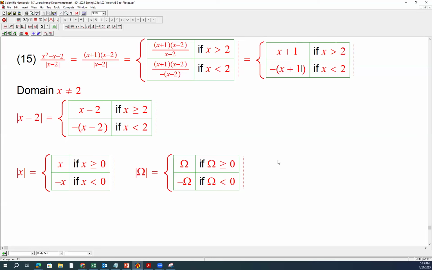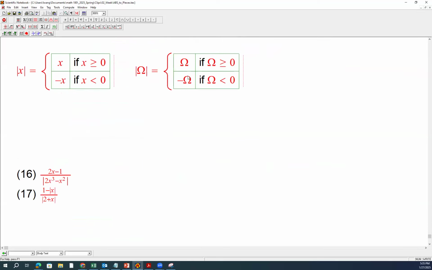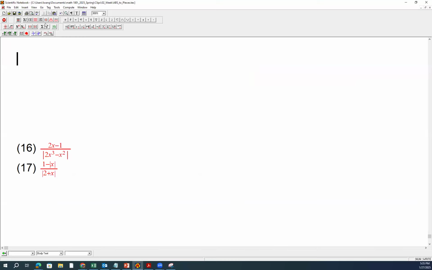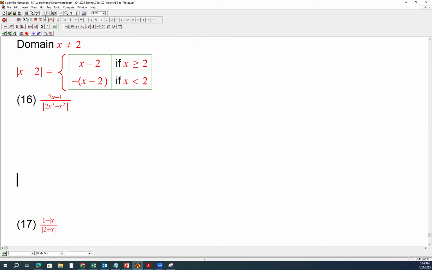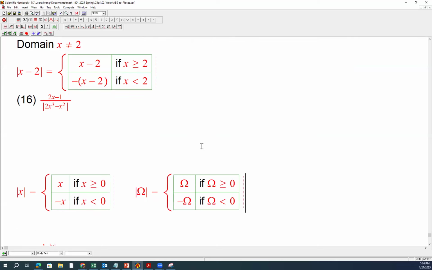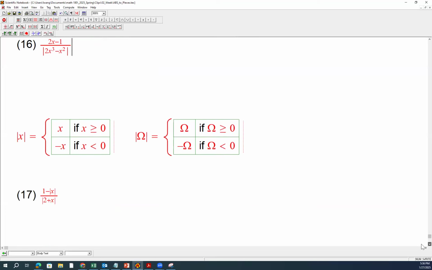So that's about domain, which is essential, and you also need to be aware of that for calculus. Two more to go. Number 16. Seemingly we don't see anything, we have an absolute value of 2x to the power 3 minus x squared, and of course, we need to work out the domain.